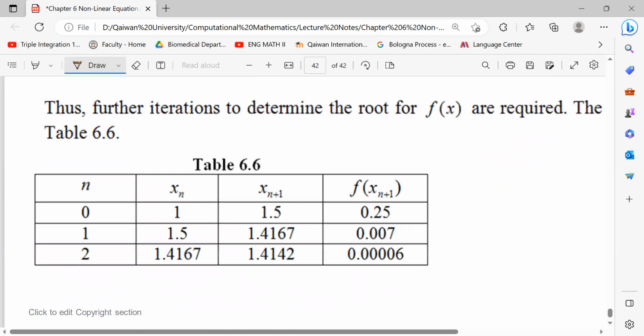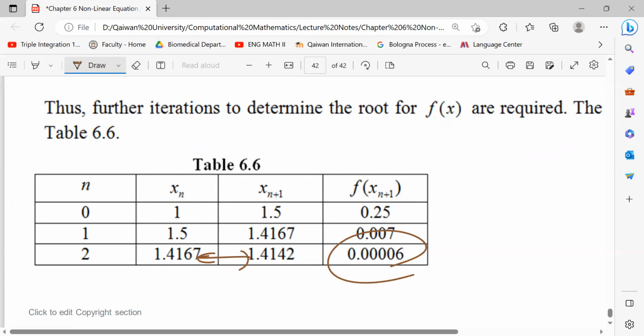This is xn, and this is xn plus 1. It starts from 1 actually, x naught is 1. Then x1 is 1.5, and so on. How about x2? X2 is that. Together, x3 is this. Now, subtract these two to get the error.